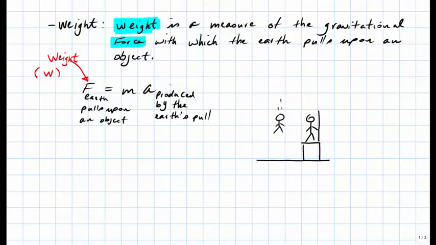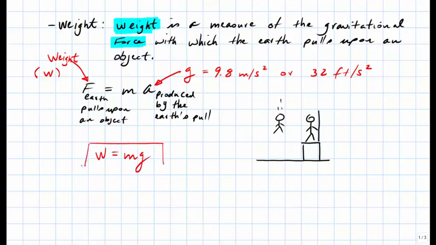We also noted that the acceleration produced by the Earth is the gravitational acceleration, which we earlier referred to as g. And of course, the value for g equals 9.8 meters per second squared, or 32 feet per second squared in the British system. So if we incorporate these substitutions into Newton's second law, the result is W equals m times g.